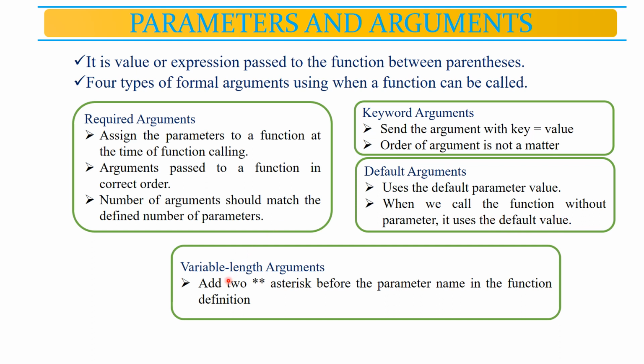The next one is the variable length argument. Here we can add two asterisks before the parameter name in the function definition, and we can also add a single asterisk before a parameter name in the function definition. The number of arguments does not matter in a variable length argument.